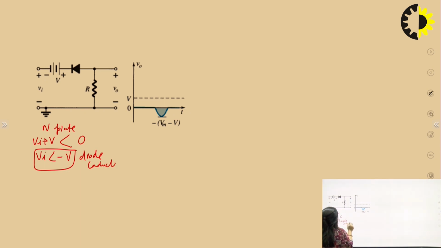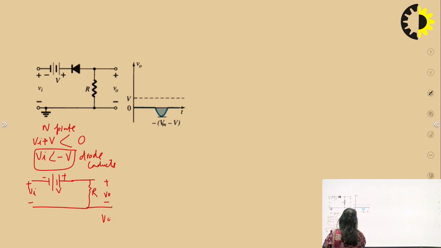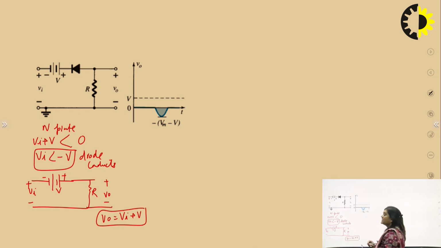So output would be equal to... This diode will be short now. The resistance is this, V naught, plus minus Vi plus minus, this is minus, this is plus, this is V. So V naught would be equal to Vi plus V. This is the case whenever the diode will conduct. So output will be like in this way.